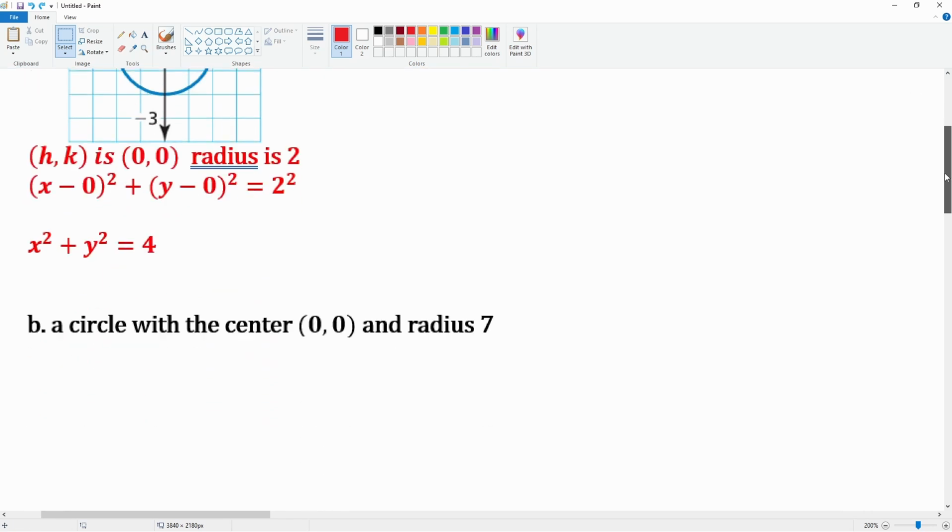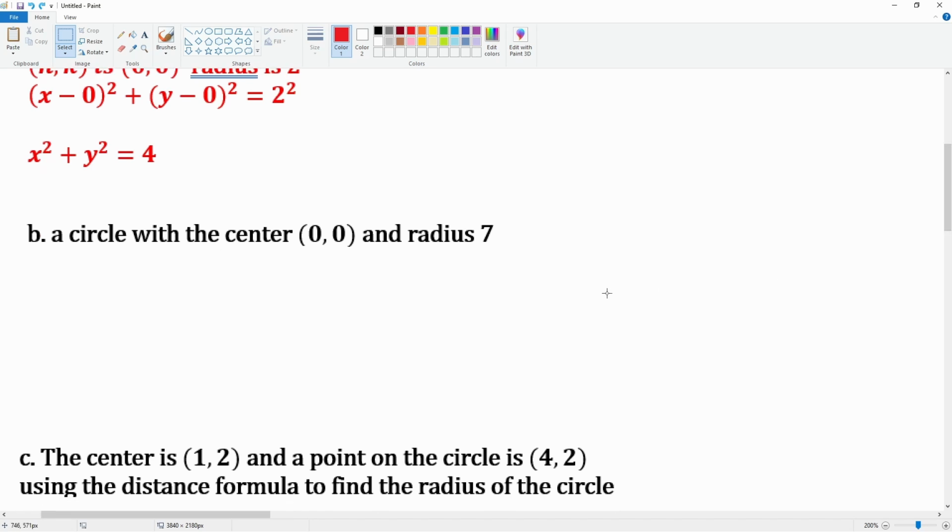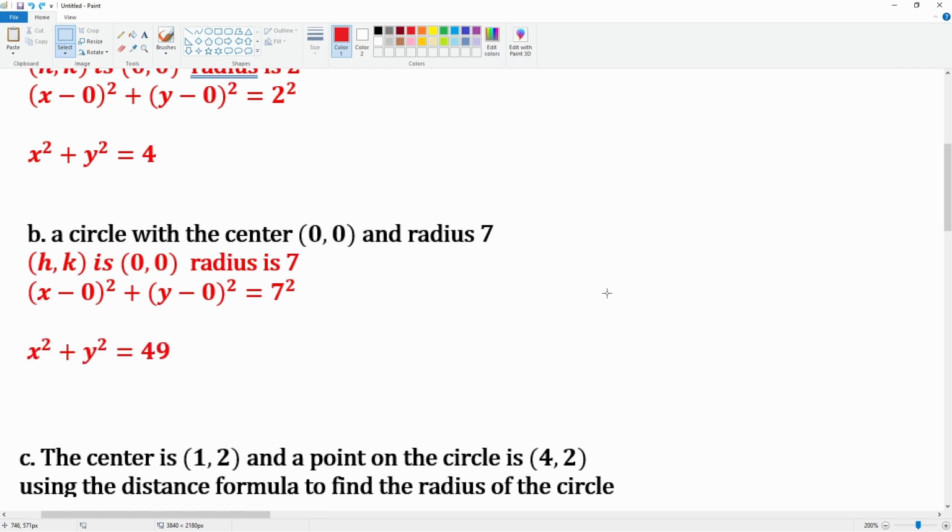That's it. Here, same idea. Center is at 0, 0. So plug it in. Radius is equal to 7. The only difference is it's 7 squared. So make sure you do that. 7 squared is 49. This is easy because it gives you the radius and the center.